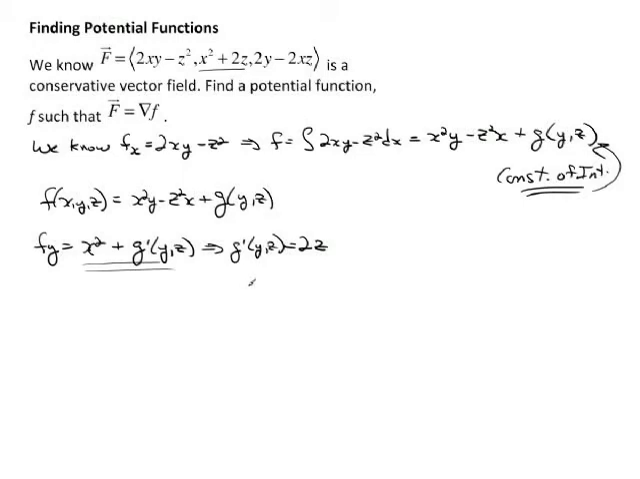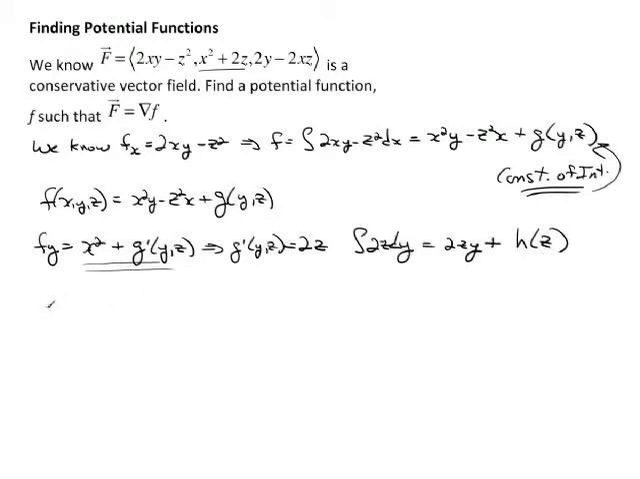So now what I can do is integrate this. I'm going to integrate 2z with respect to y, dy, and I will get 2zy plus my constant of integration, which I'm going to call h, some function of z, my other leftover variable.